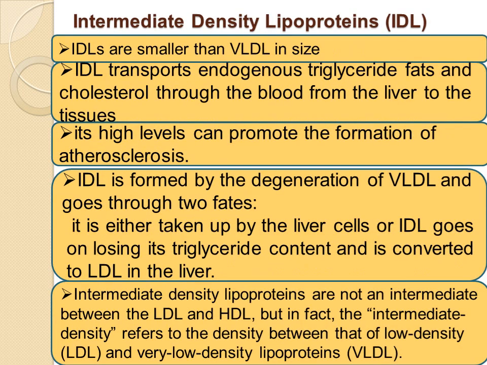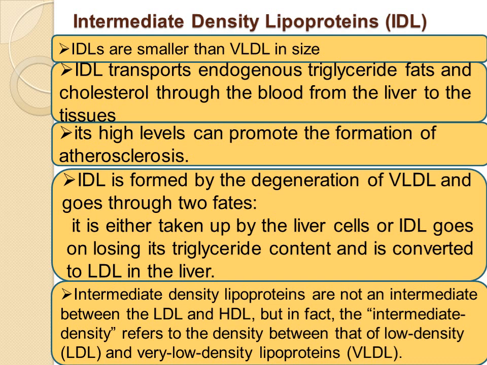Now the intermediate density lipoproteins are smaller than very low density lipoprotein in size. Intermediate density lipoprotein transports endogenous triglyceride fats and cholesterol through the blood from the liver to the tissue. إذا ينقل endogenous triglyceride والكوليسترول من الليفر إلى التشيو. Its high level can promote the formation of atherosclerosis. أيضا إذا كان عندنا high concentration من intermediate density lipoprotein يعني promote formation of atherosclerosis، فإذا هو يعتبر من الباد fat.